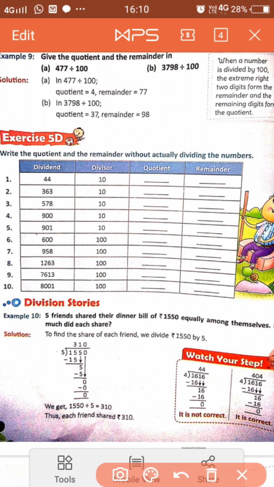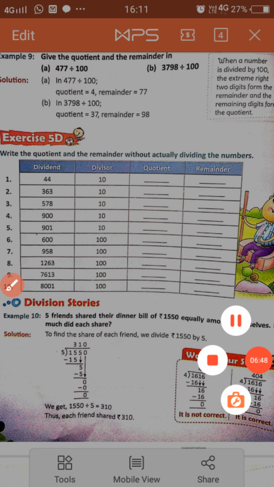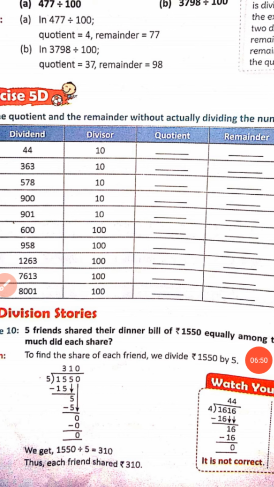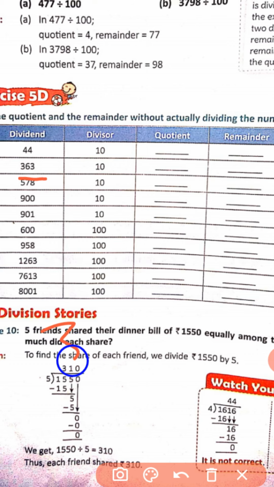Now see the exercise questions. In this way you can solve exercise 5D. So 44 divided by 10. You can see here, 44 divided by 10, then the ones place digit will be the remainder and the remaining digit will be the quotient. Now next example, 363 divided by 10. In 363, the ones place digit is 3, so the remainder will be 3 and the remaining digits, 36, will be the quotient.